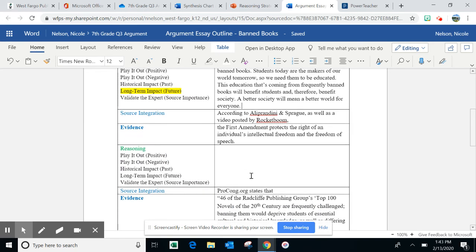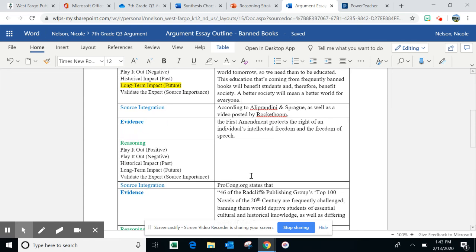My second reasoning, and if you want to pause the video now and try your own with long-term impact or playing it out, you certainly can, or you can watch the whole thing in its entirety and then go back and pause as you need to. Either way is fine. You should be using different reasoning strategies.